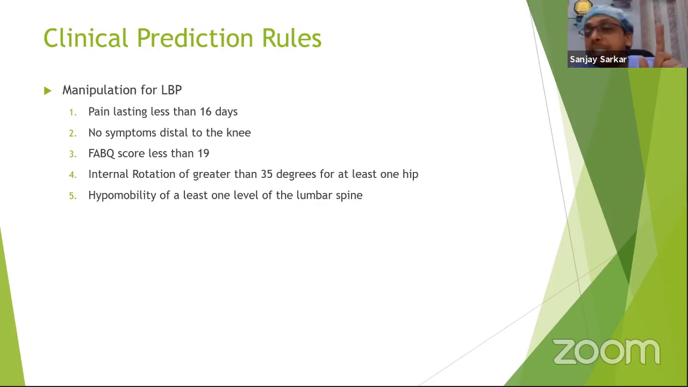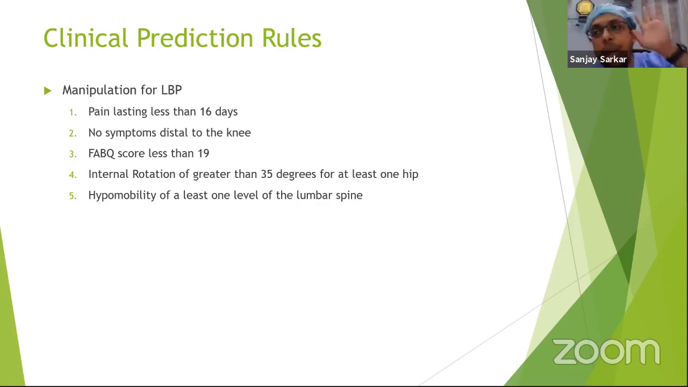Now, there is only one such CPR right now, and that's manipulation for low back pain. The low back pain is lasting less than 16 days, no symptoms distal to the knee, even though it could have radicular signs, but the radicular signs have to be limited to the knee joint. FABQ scores are less than 19, IR of greater than 35 degrees at least in one hip, and hypermobility at least one level of the lumbar spine. So you have five criteria.